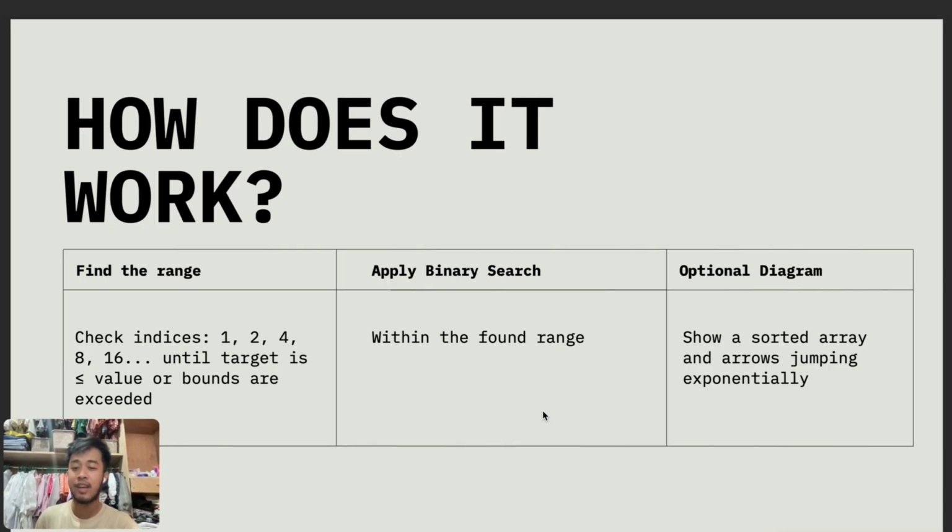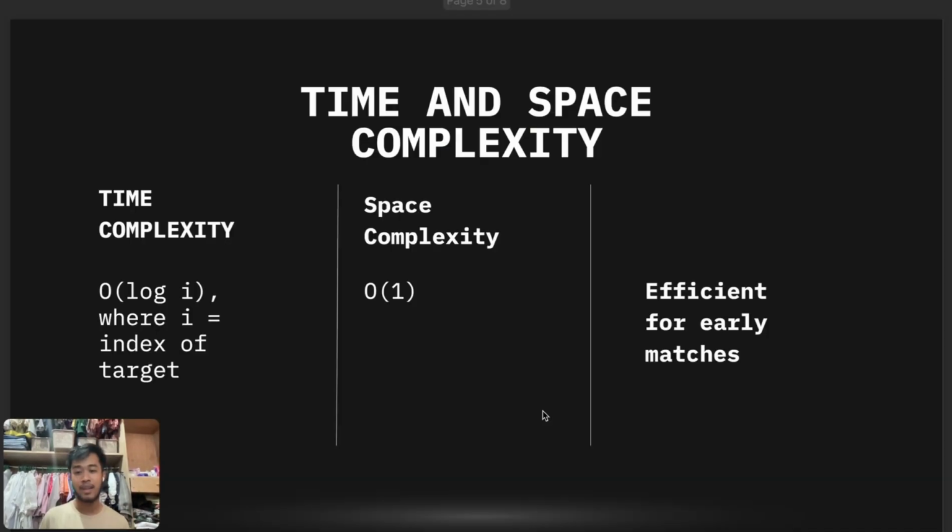Now that we're done talking about how it works, let's look at its performance. So the total time complexity is O(log i), logarithmic in the position of the target element. So this makes it very efficient, especially if the element is near the beginning. And since it uses no extra space, it has a space complexity of O(1).